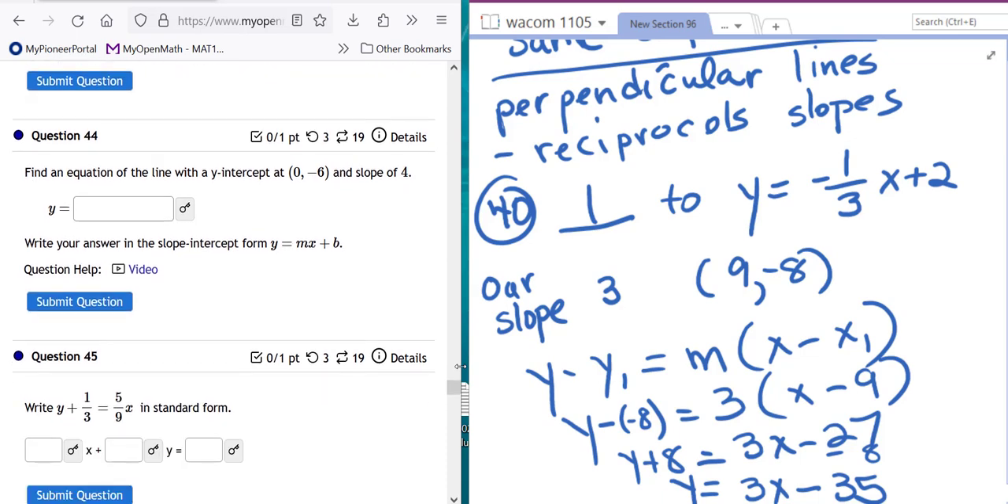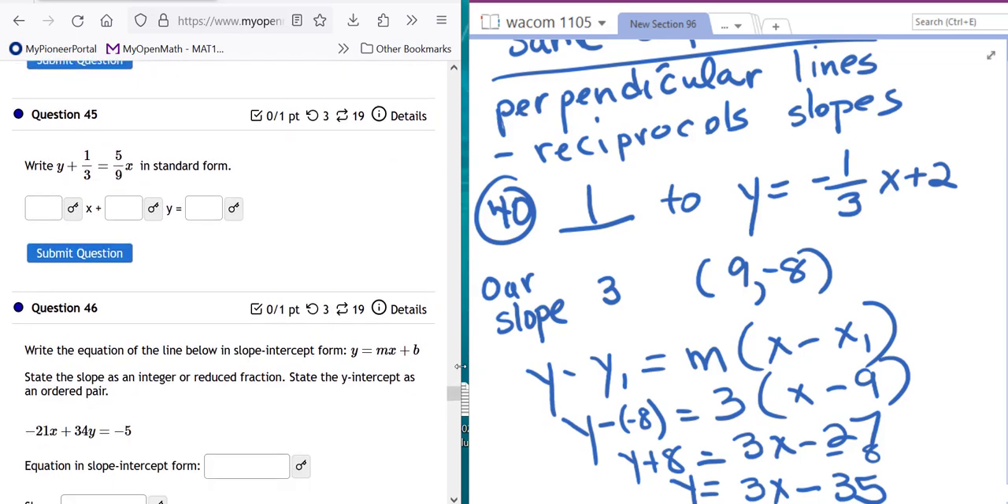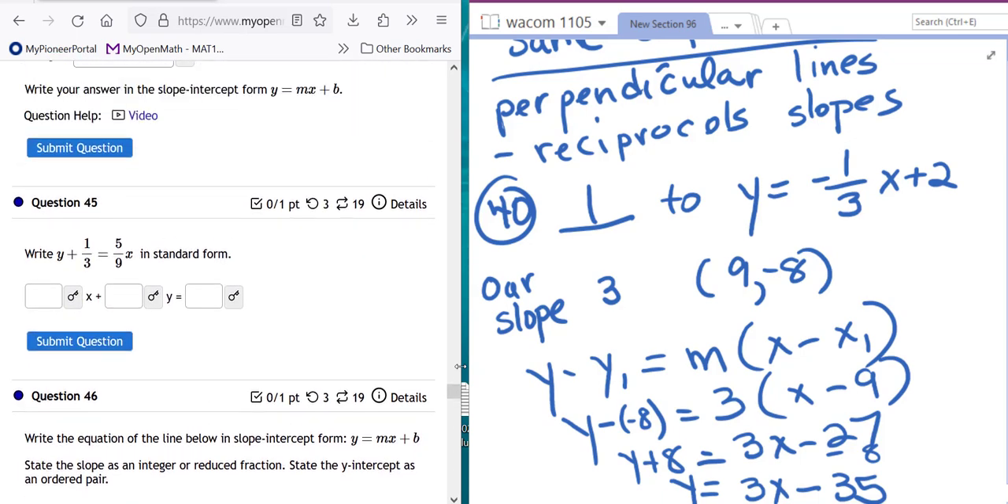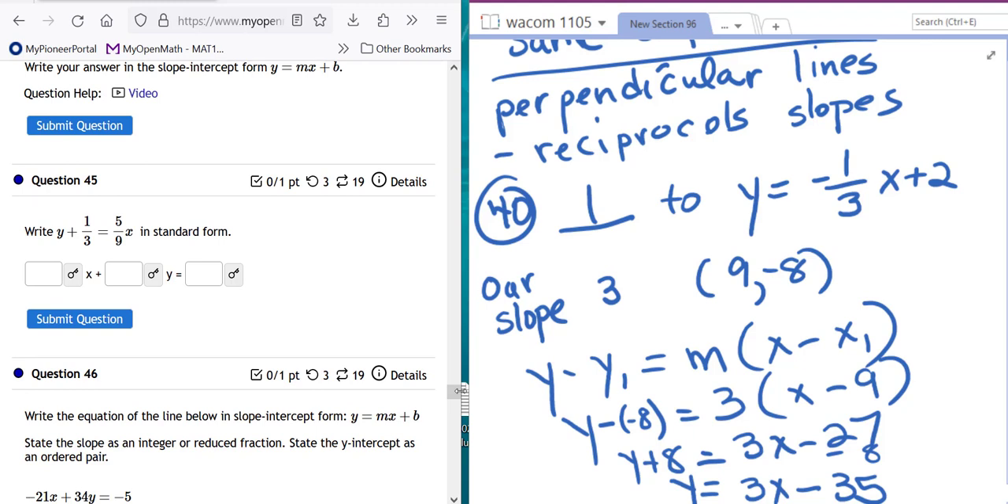And we'll leave the rest of these. This one, to get to standard notation, you have to get those fractions out of there, right? And standard notation gets x and y on the same side.